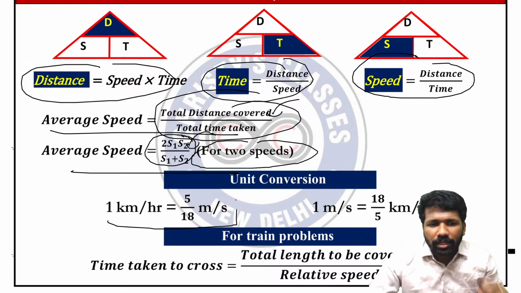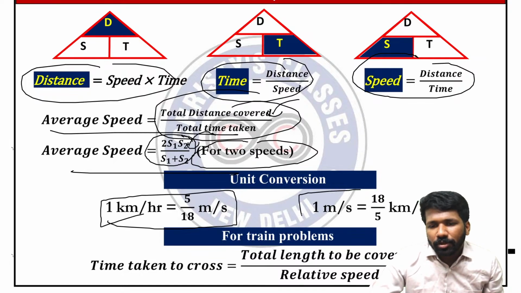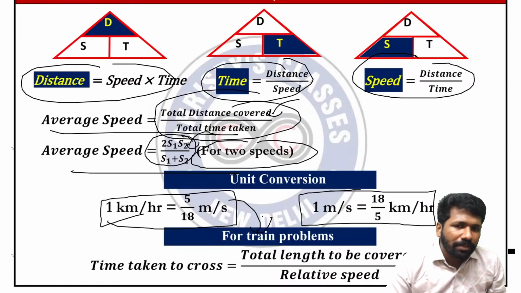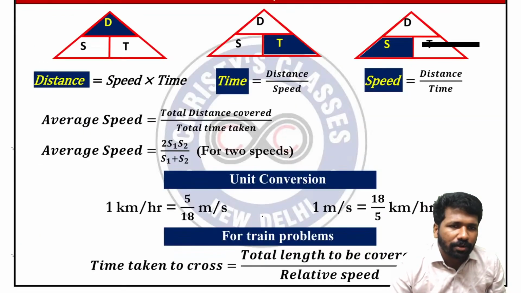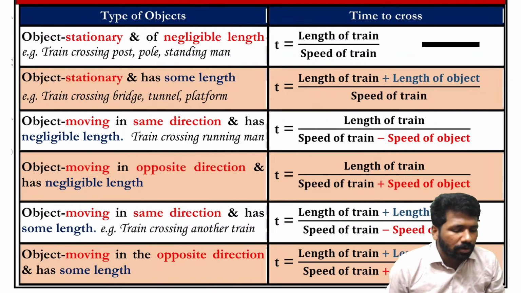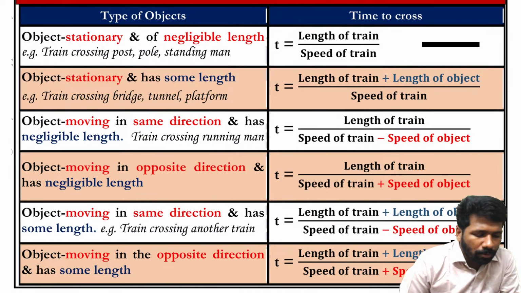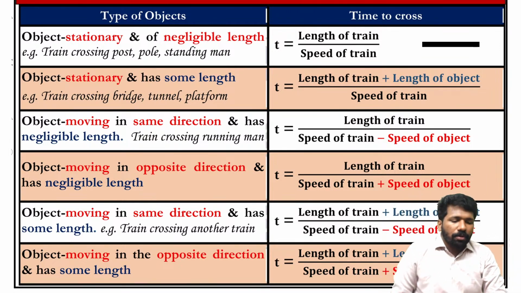And in some questions the conversion of units will be needed. Tomorrow we will discuss more about that. Train problem: there are 6 different scenarios that can occur. These are the 6 scenarios. We will discuss them in detail in tomorrow's class. Train problems and boats and streams problems also.